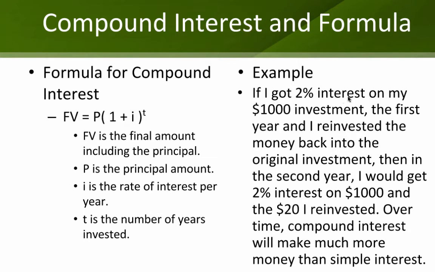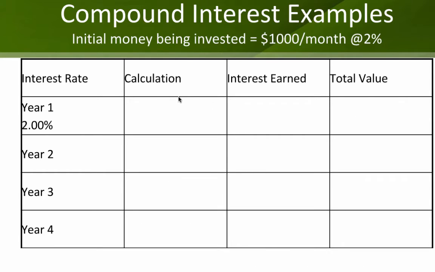If I got 2% interest on my $1,000 investment the first year, and I reinvested the money back into the original investment, then in the second year, I would get 2% interest on the 1,000 plus my 20 that I earned, that I reinvested. Over time, compound interest will make much more money than simple interest. So let's look at this example. So here's a table, your interest rate, and I'm going to show you the calculation, your interest earned, and the total value. I simplified this a little bit on your worksheet for you when you have to do this yourself.